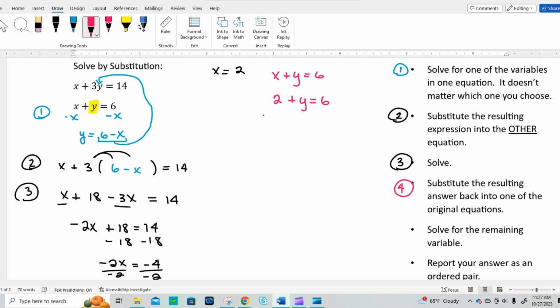Again, this is just a standard algebraic solve. If you're ahead of me, awesome. If you want to hear me tell you what I'm doing, I'll do that now. So I'm going to subtract 2. So y is equal to 4. So this was part 4, and 5 was the solve.